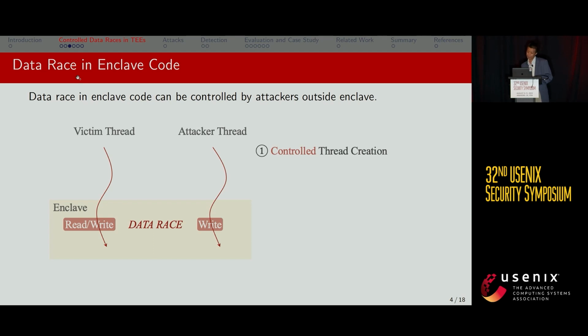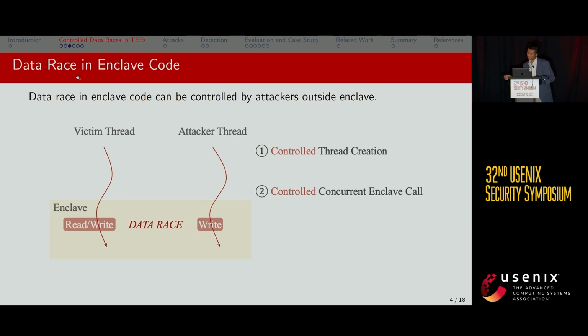The first step is controlled thread creation. We know in some trusted execution environments, like Intel SGX, they try to make the trusted computing base, the TCB, very small. So a lot of libraries and functionalities are moved outside the enclave. For example, the thread creation is outside the enclave. That functionality can be used by the attacker to start a new malicious thread.